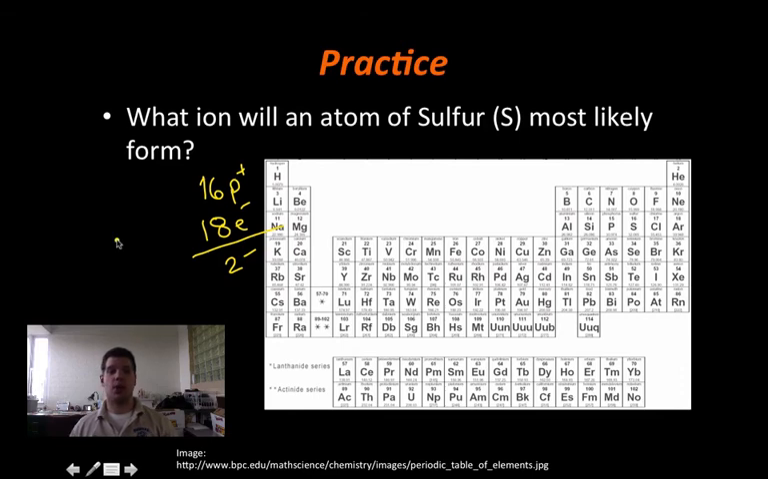All right. So if I were to draw this out, sulfur's symbol is S, and I know that he's going to have a -2 charge, so I'd write 2 negative up here, and that is my ion notation.